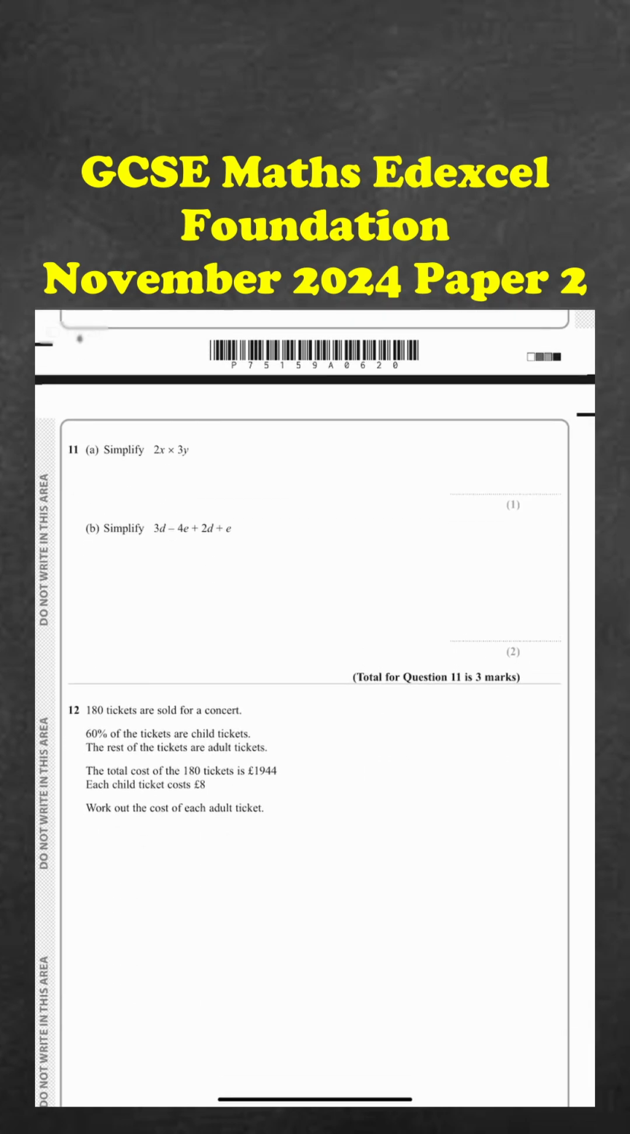Question 11. Simplify 2x times 3y. So the 2 times the 3 we'll put at the front, which is just 6. And then the x and the y cannot be simplified anymore. They just get pushed together.